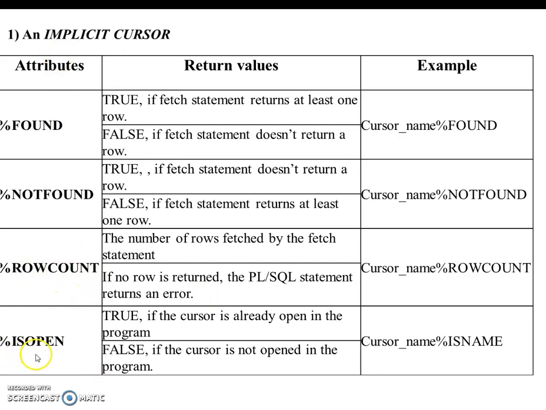Next one is the %ISOPEN attribute. That returns a true condition if the cursor is already open. That means in the case of an explicit cursor, if the cursor is already open, then it will return a true value. Otherwise, if the cursor is not open and we are performing a task forcefully, then it will return the result false, cursor is not open. And those attributes can be used along with implicit as well as explicit cursors.